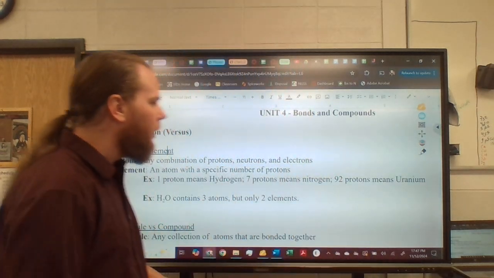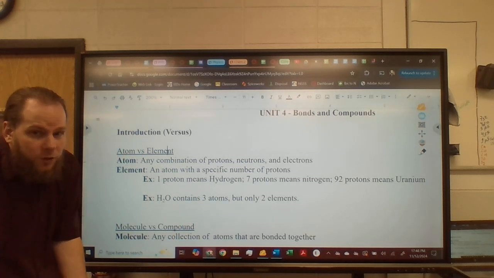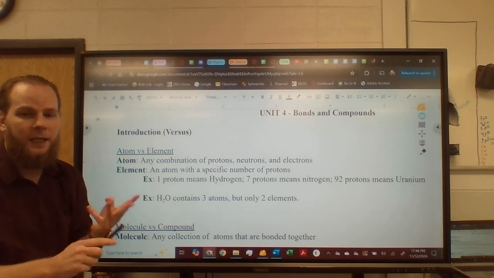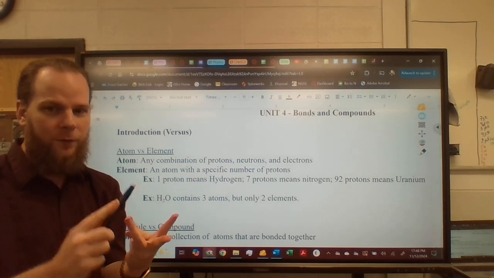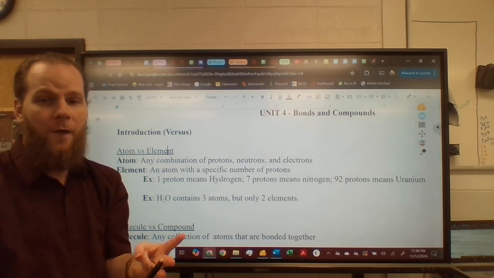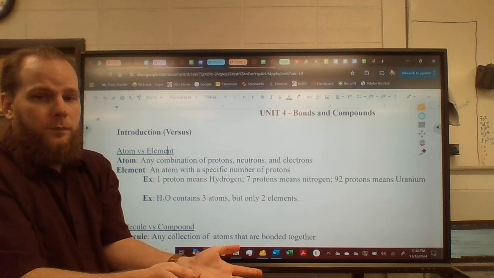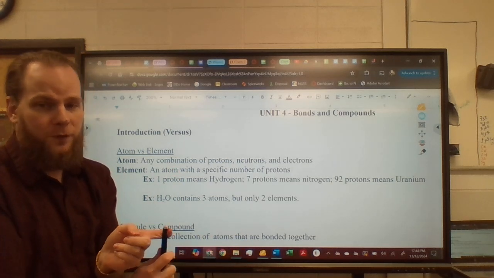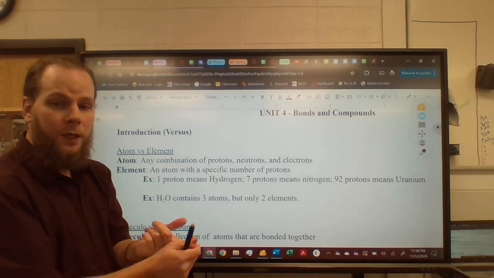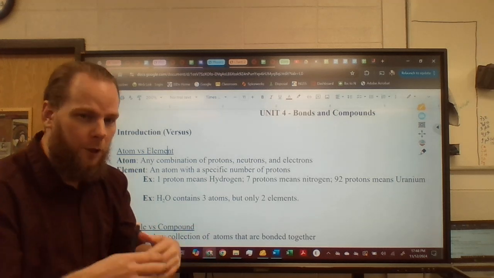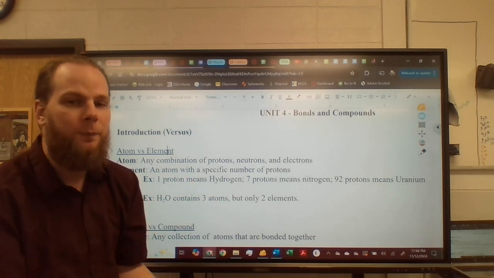So in order to be an atom, it just has to be some combination of protons, neutrons, and electrons. And if we're being completely honest, it doesn't really even have to have neutrons or electrons. If it's a single proton by itself, it's an atom. But in the absence of a proton, it's not an atom. So it really just has to have a proton. The number of neutrons and electrons are kind of irrelevant. Well, they're not irrelevant, but they don't have to be present for it to be an atom.